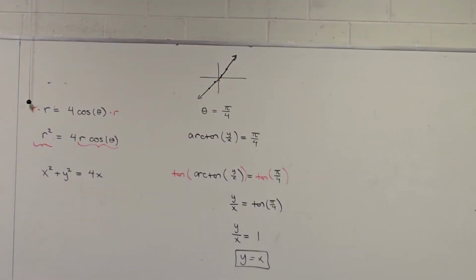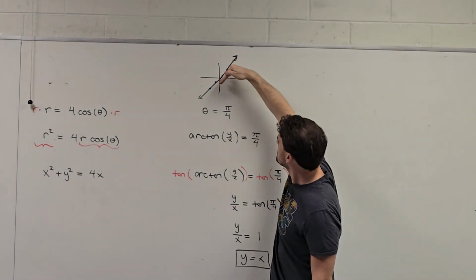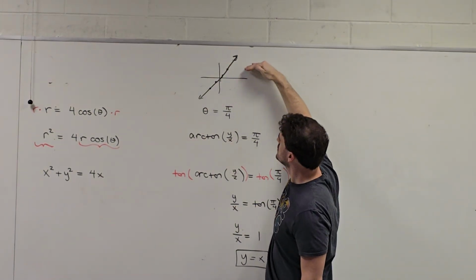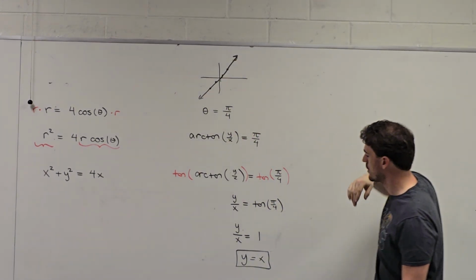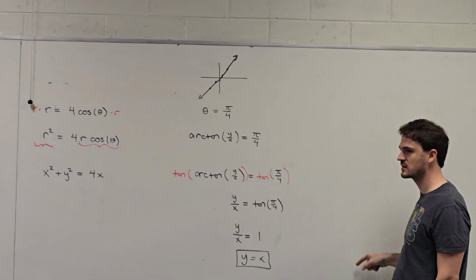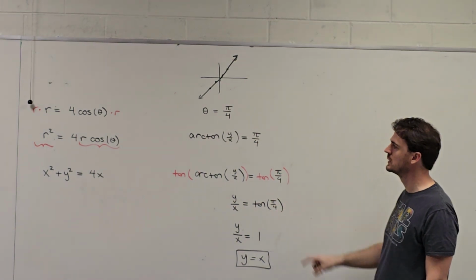Would that always be like that if you're just given pi over 4? If I change this to pi over 6, you would get an angle with a different slope, but still no y-intercept. It would always be y equals something. And it's really going to end up being what is the tangent of that angle that I'm giving.